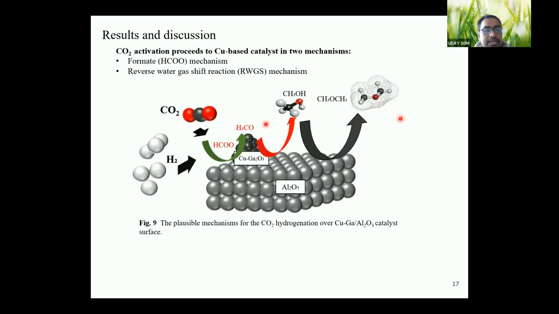After that, in these slides, I try to show the carbon dioxide activation over the copper catalyst in two mechanisms. Firstly, the formate mechanism. After that, the reverse water gas shift reaction mechanism. In the formate mechanism, carbon dioxide hydrogenation proceeds via formate intermediates, where carbon dioxide is converted to carbon monoxide and then methanol via hydrogenated intermediates.